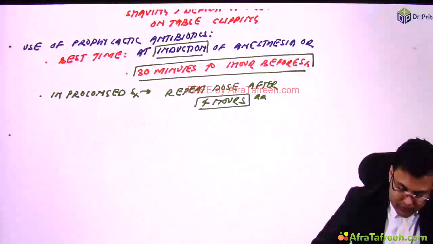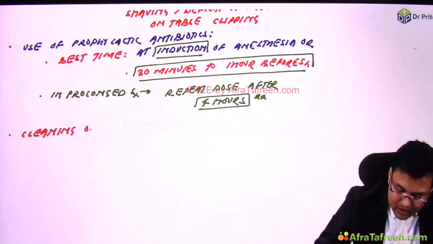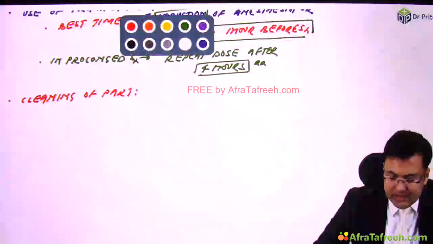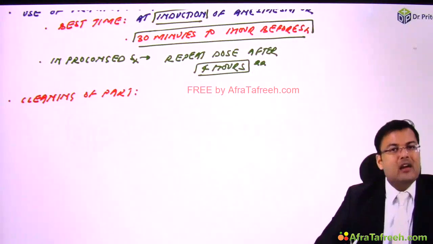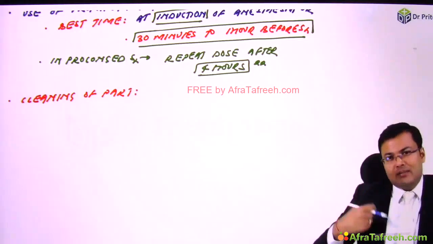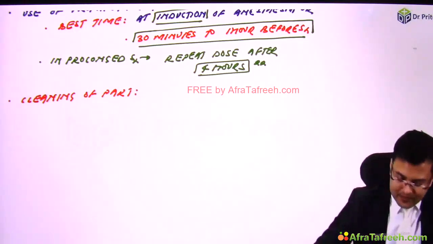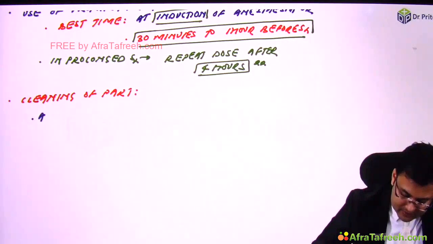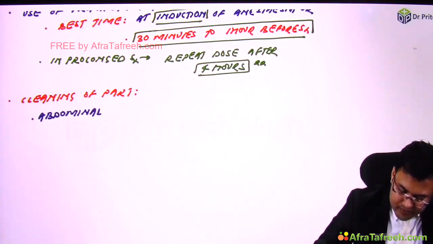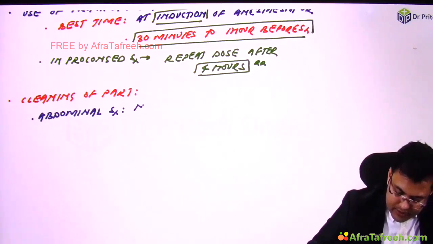After that, we have to go for cleaning of the part. Generally in general surgery, abdominal operations are done, as you have seen. And how are we going to clean? It's from nipple to mid-thigh. So cleaning of part, especially for abdominal surgeries, is from nipple to mid-thigh.